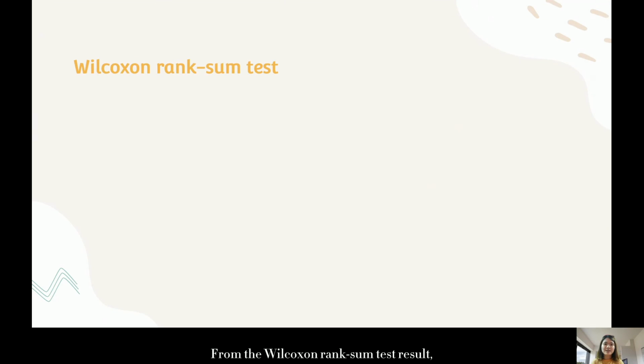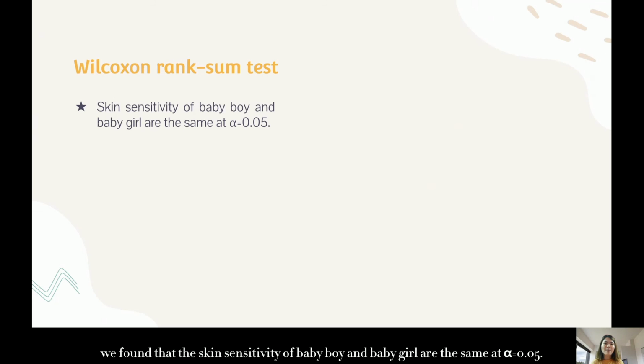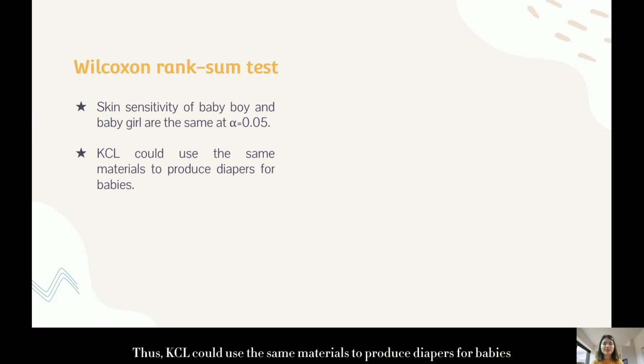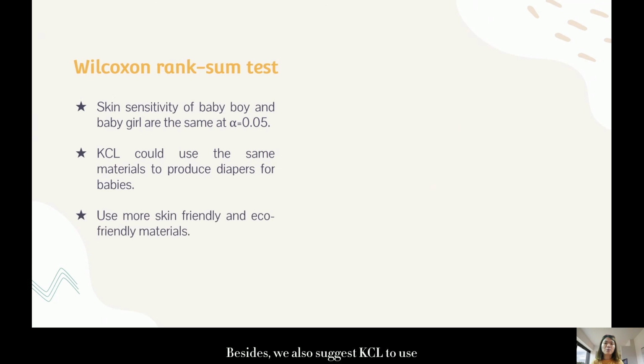From the Wilcoxon rank test results, we found the skin sensitivity of baby boy and baby girl are the same at 5% level of significance. Thus, KCL could use the same materials to produce diapers for babies without differentiating genders. Besides, we also suggest KCL could use more skin-friendly and eco-friendly materials to produce diapers.